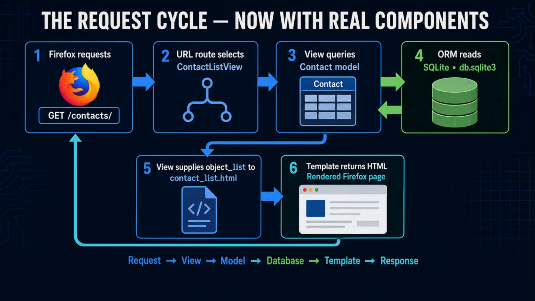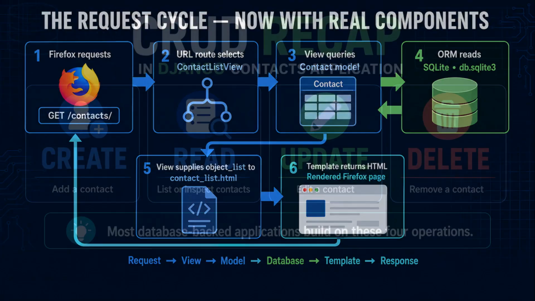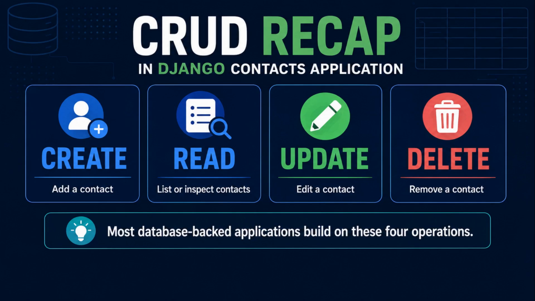Contact list view receives those objects and supplies them to contactlist.html using the name object list. The template loops through that collection, combines the contact information with our HTML and Bootstrap styling, and produces the completed response. Django returns that HTML to Firefox, which renders the contact list page we saw during the demonstration. The abstract sequence has not changed: request, view, model, database, template, and response. We can now connect every stage to a real URL, Python class, model, database file, template, and browser page from our own project.